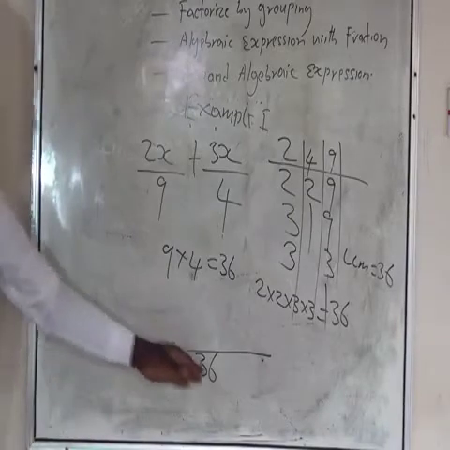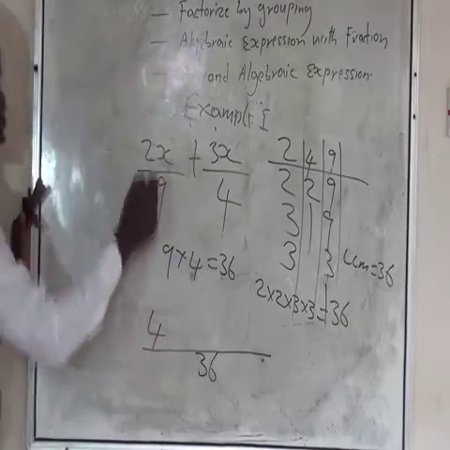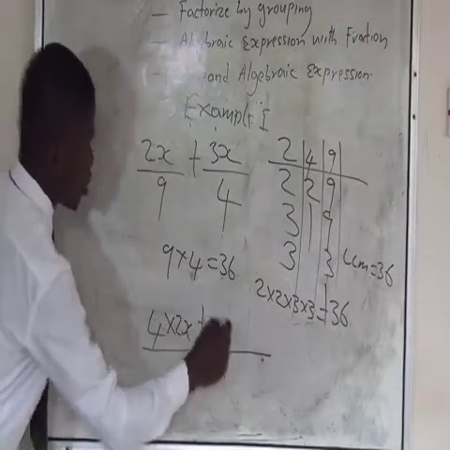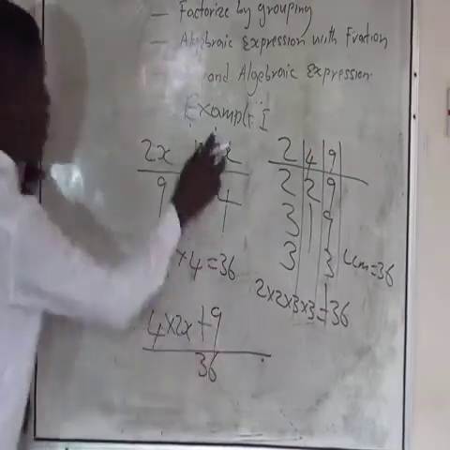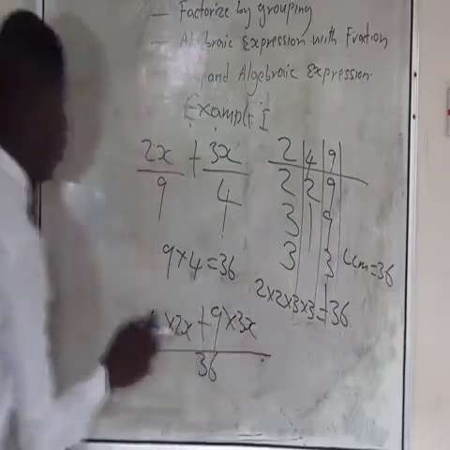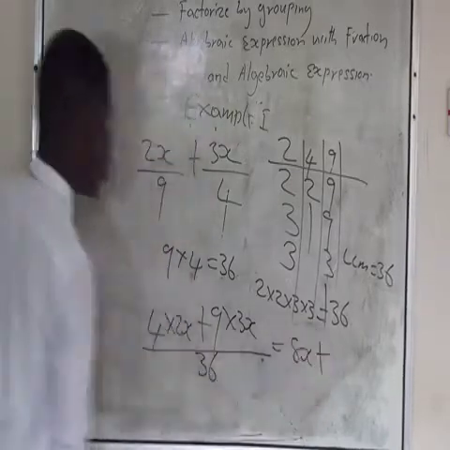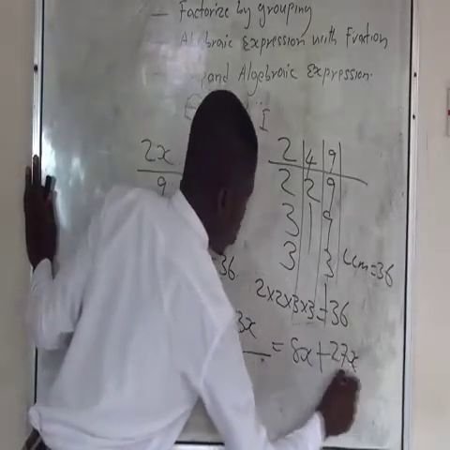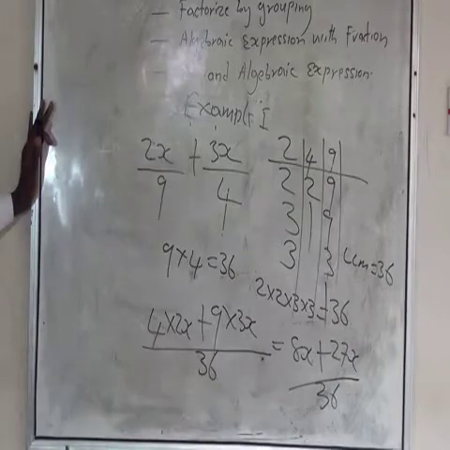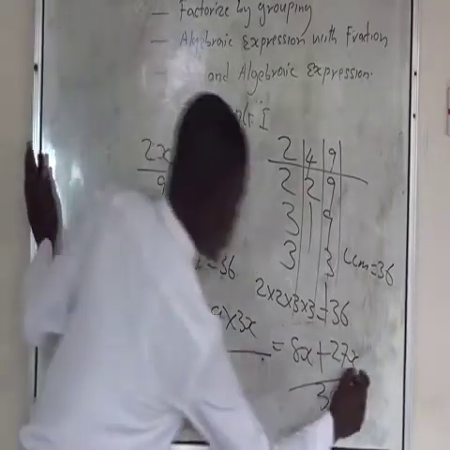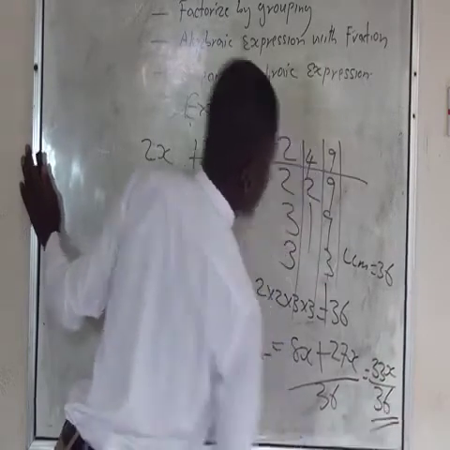Let's start. 36 divided by 9 will give me 4, times the numerator, plus 36 divided by 4 will give me 9, times the numerator. 4 times 2 will give me 8x, plus 9 times 3 will give me 27x, all over 36. Then I'll add 8x plus 27x, which will give me 33x over 36. That's the final answer.